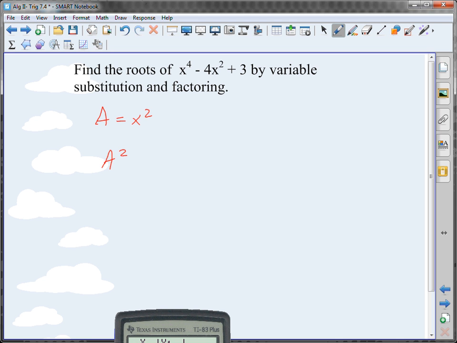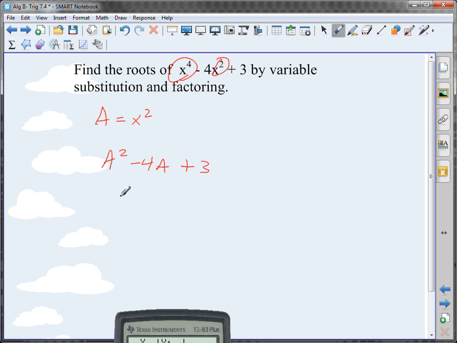A squared minus 4a plus 3. I substituted. A means x squared. So that's x to the 4th, so there's actually 2 different x squareds there, because I replaced the x squared with an a. A means x squared. Oh, so basically it's x squared to the second power. Right. I was lost. All right.